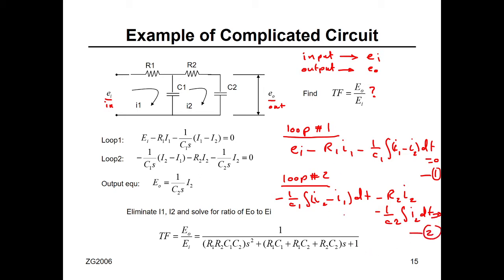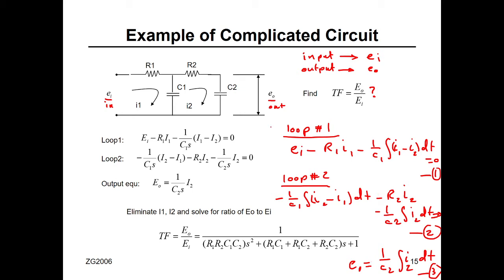See, we have two equations. We need one more equation describing the voltage out, because we're going to use it for the transfer function. And E out is what? E out is the voltage across C2, 1 over C2 integral of I2 dt, and this is equation number 3. Now we have three equations, 1, 2, 3.